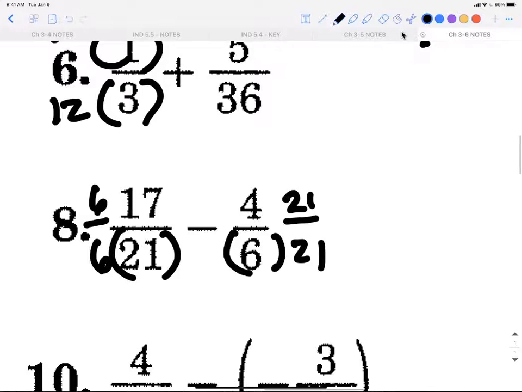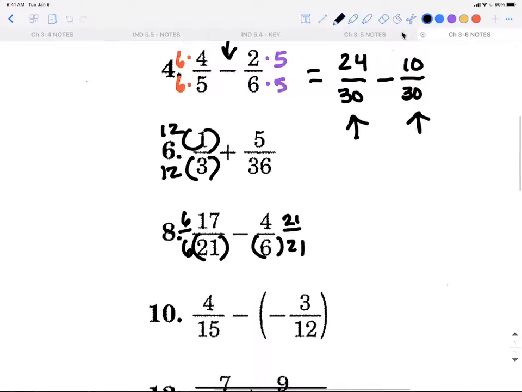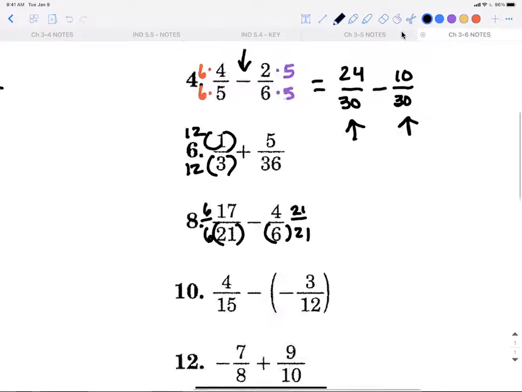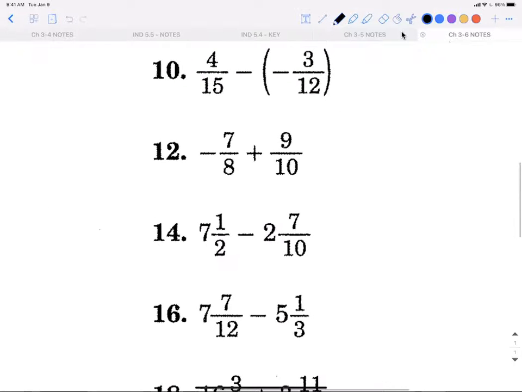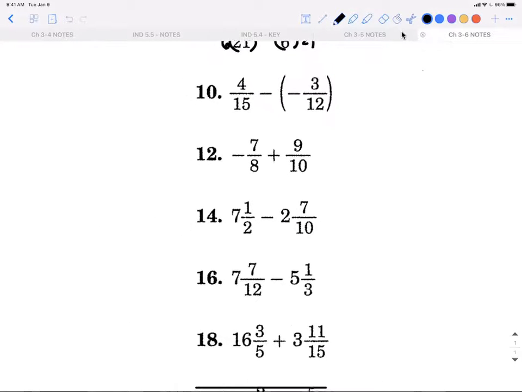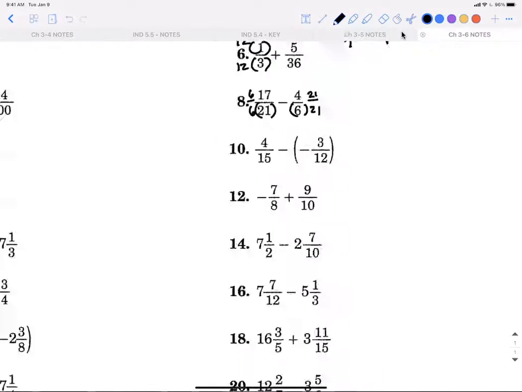You guys should have already done this, so I'm not going to spend a ton of time on this. I will put a Khan Academy video on there. It's not an assignment that's due. It's just if you need a video to kind of walk you through it again, he'll do that. And then again, same process. Okay, you've got to change. You never work with mixed. Change the mixed, then do the same process we did above. Okay, are we good there?